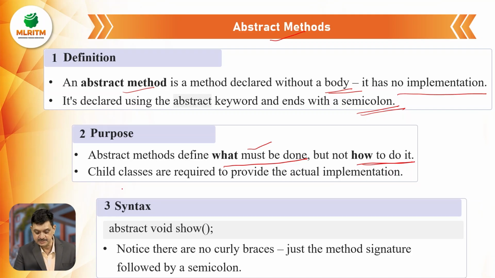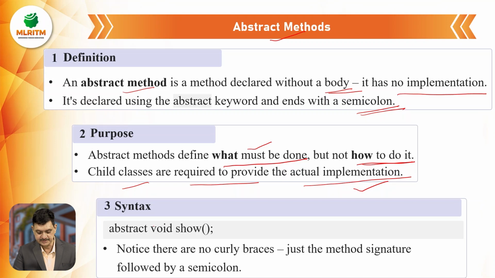Child classes are required to provide the actual implementation. N number of child classes can be created from a base class. Each and every child class may have its own properties. Based on its own properties, the implementation will be taken care of, not from the parent class. When you declare a parent class as an abstract class and it contains abstract methods, it will be taken care of by its child classes. Objects are available only for the child class, not for this parent class.